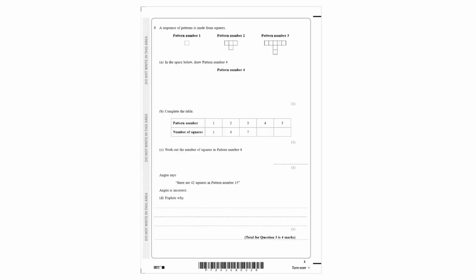Welcome back, Crammers, to question 3. A sequence of patterns is made from squares. In the space below, draw pattern number 4.